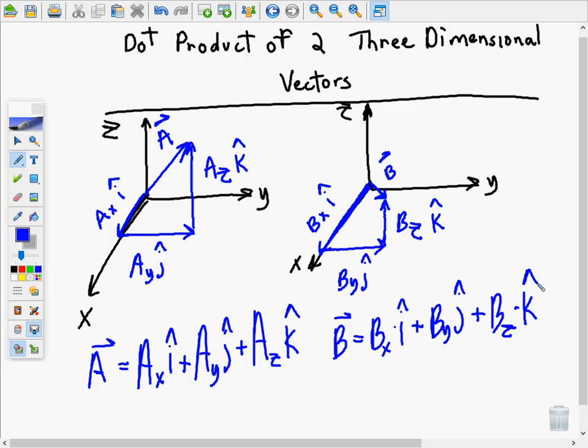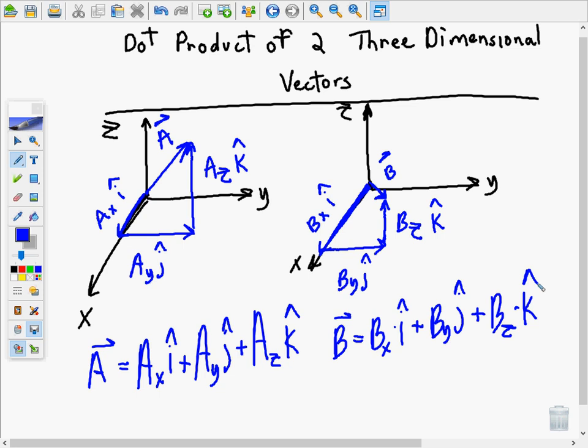Where's unit vector B? There's no unit vector B drawn. There's just vector B. Yeah, vector B, that's what I mean.